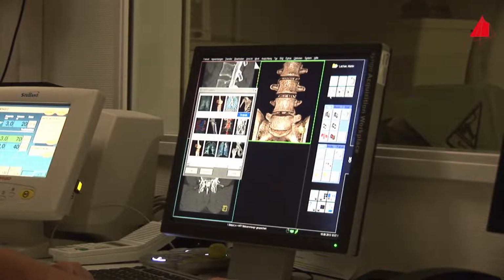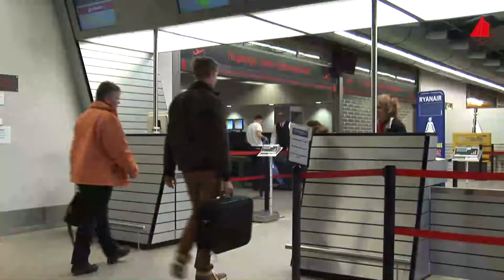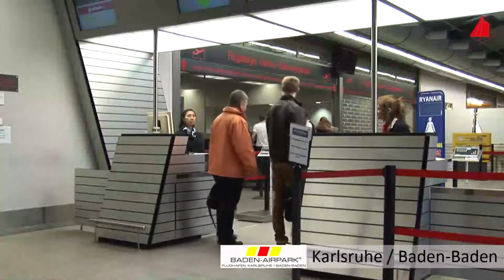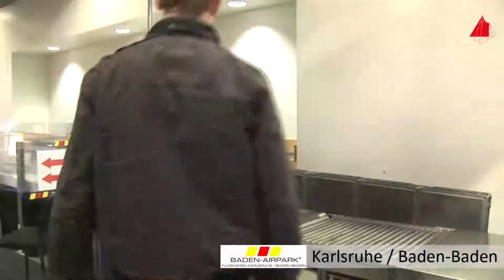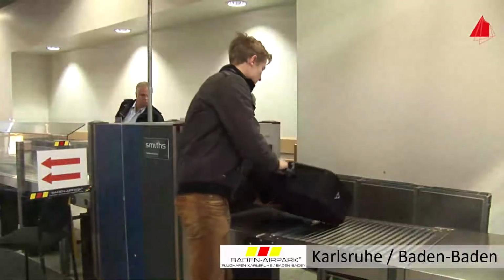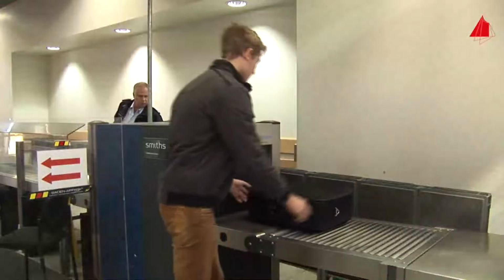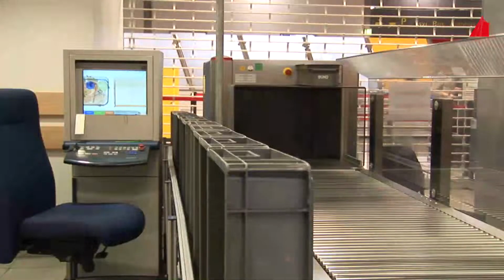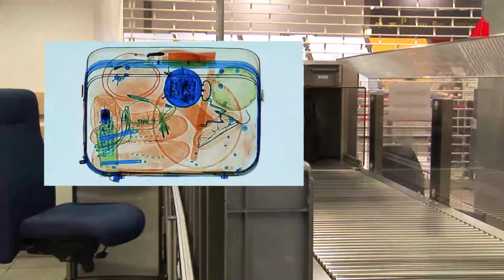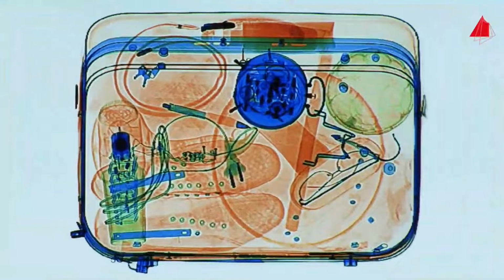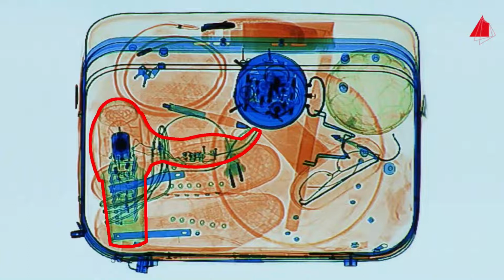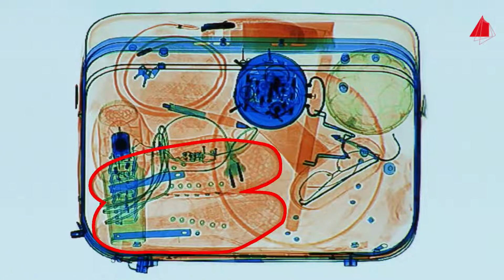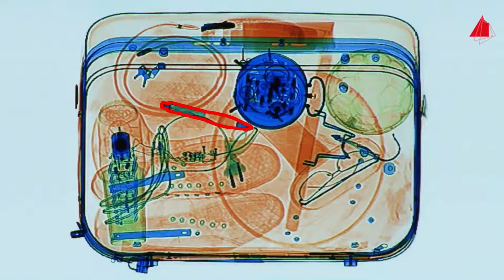But X-rays are not only used as a diagnostic tool. They also contribute to our security, for example at the airport. At the security gate, each piece of luggage is examined by X-rays, also the suitcase. The X-ray image of the suitcase looks like this. Various objects can be identified: an alarm clock, a pair of glasses, a hairdryer, a trouser hanger, a pair of shoes, and many other items.